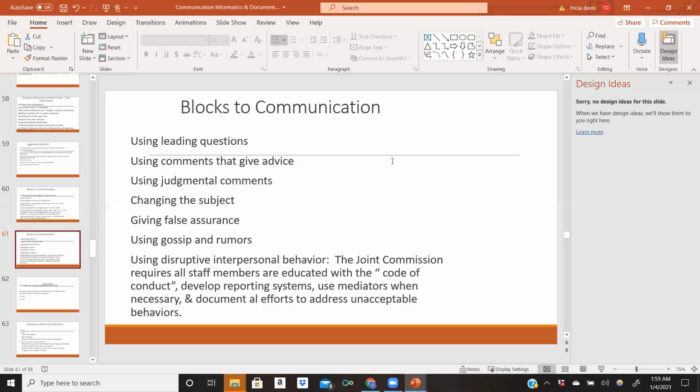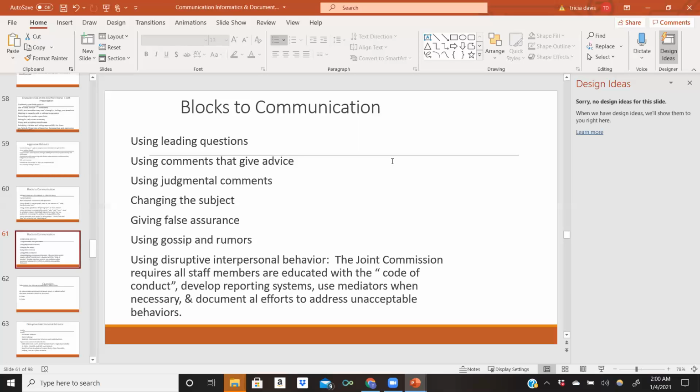You want to avoid judgmental comments because they impose the nursing standards on the patient. It doesn't matter what you believe or what your biases are. You have to remain non-judgmental when you're providing care to your patient.